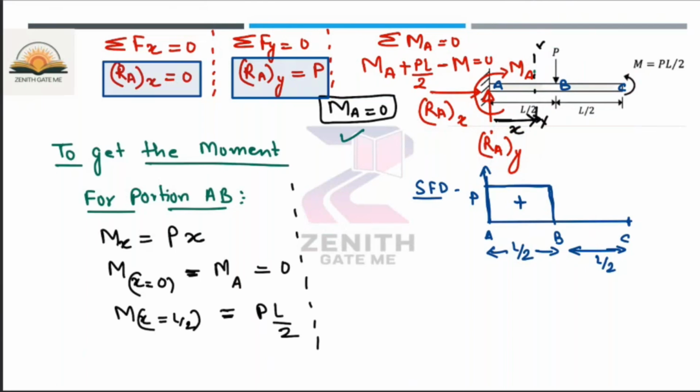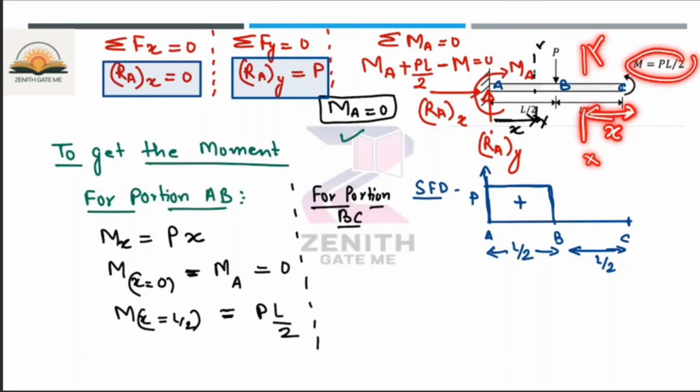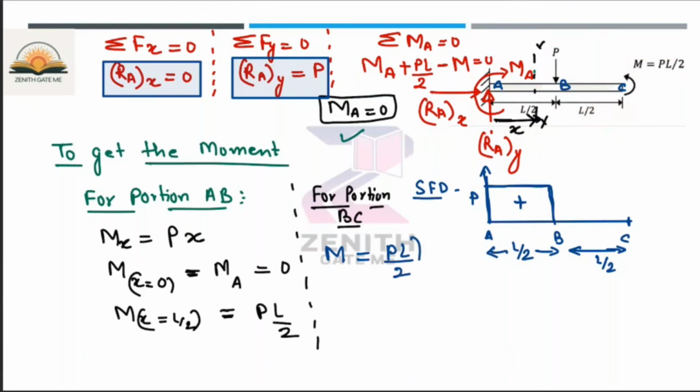for the portion AB. Similarly, if you check for portion BC, again you will take a section XX at a distance of X from the free end. There is only a concentrated moment active, so this moment is constant for the whole length. So can I say for the portion BC, the moment will be constant, which is equal to PL by 2.